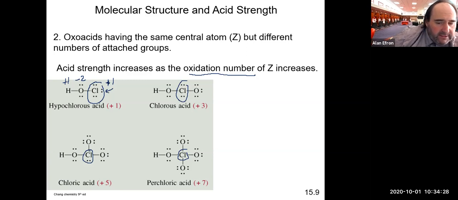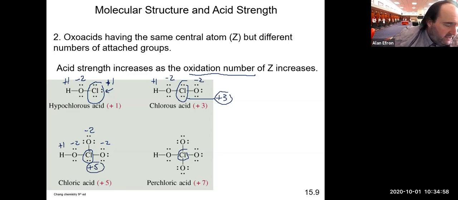Coming to our chlorous acid, we have -2 for that oxygen, -2 for that oxygen, and +1 for that hydrogen. That is a -3 overall. Again, to balance it out, the chlorine here would have +3. This one's like the one we just did: -2, -2, -2, and +1, giving us a -5, and a +5 for the chlorine in that situation.